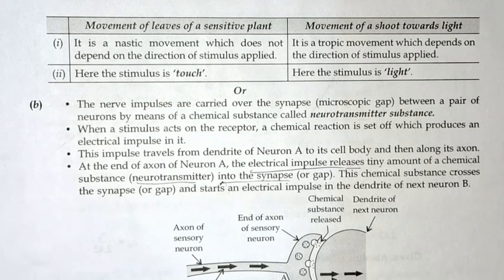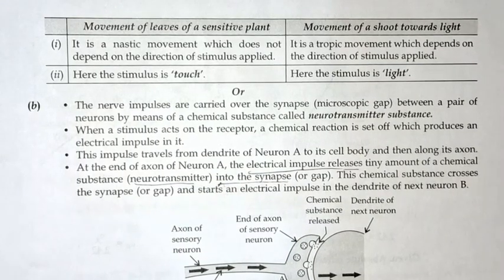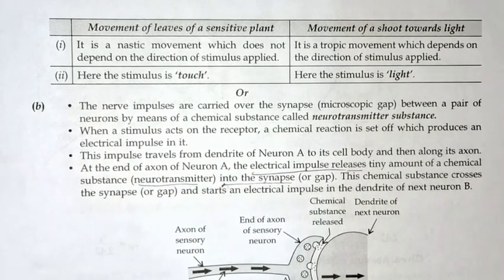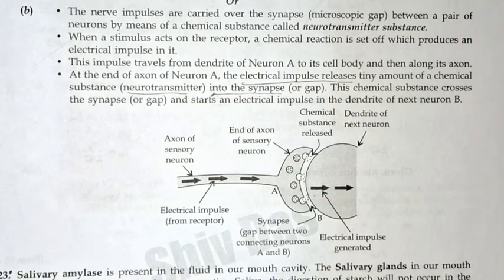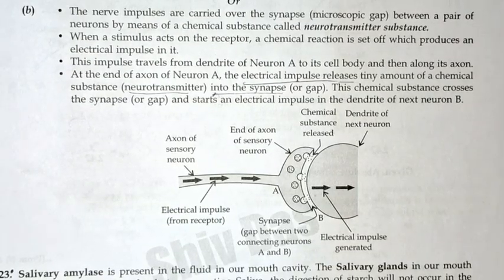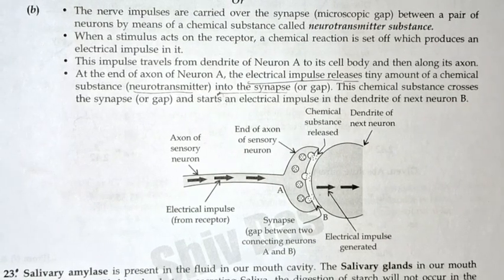In all, we had to explain about the synapse. The nerve impulses are carried over the synapse between a pair of neurons by means of a chemical substance called neurotransmitter, and we have to draw the given diagram too.